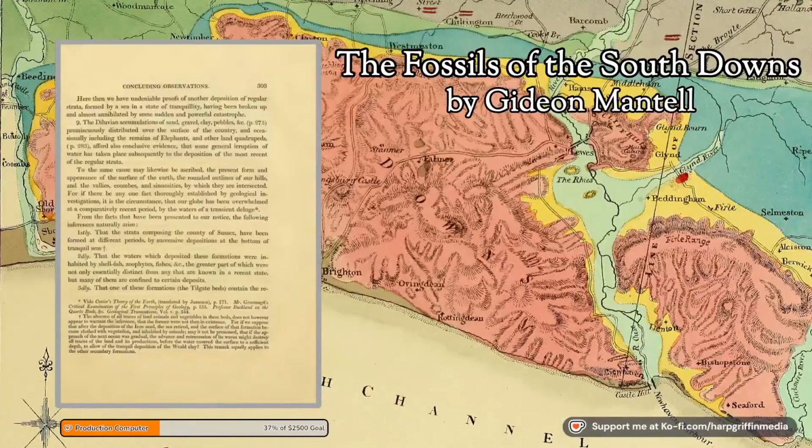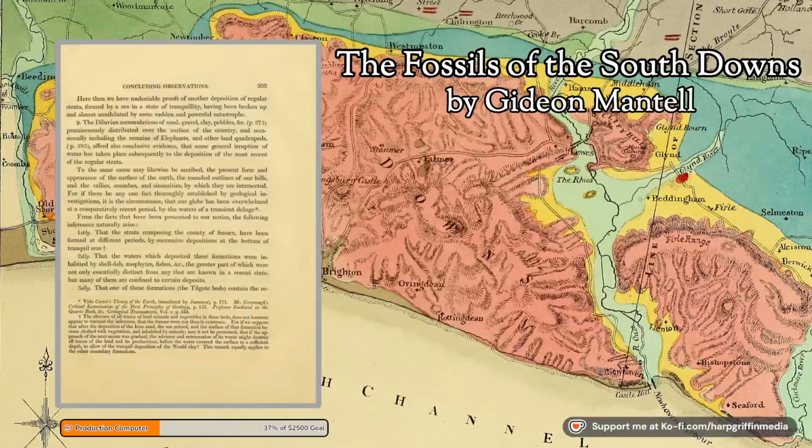Here, then, we have undeniable proofs of another deposition of regular strata, formed by a sea in a state of tranquillity, having been broken up and almost annihilated by some sudden and powerful catastrophe. 9. The diluvian accumulations of sand, gravel, clay, pebbles, etc., page 275, promiscuously distributed over the surface of the country, and occasionally including the remains of elephants and other land quadrupeds, page 283, afford also conclusive evidence that some general eruption of water has taken place subsequently to the deposition of the most recent of the regular strata.